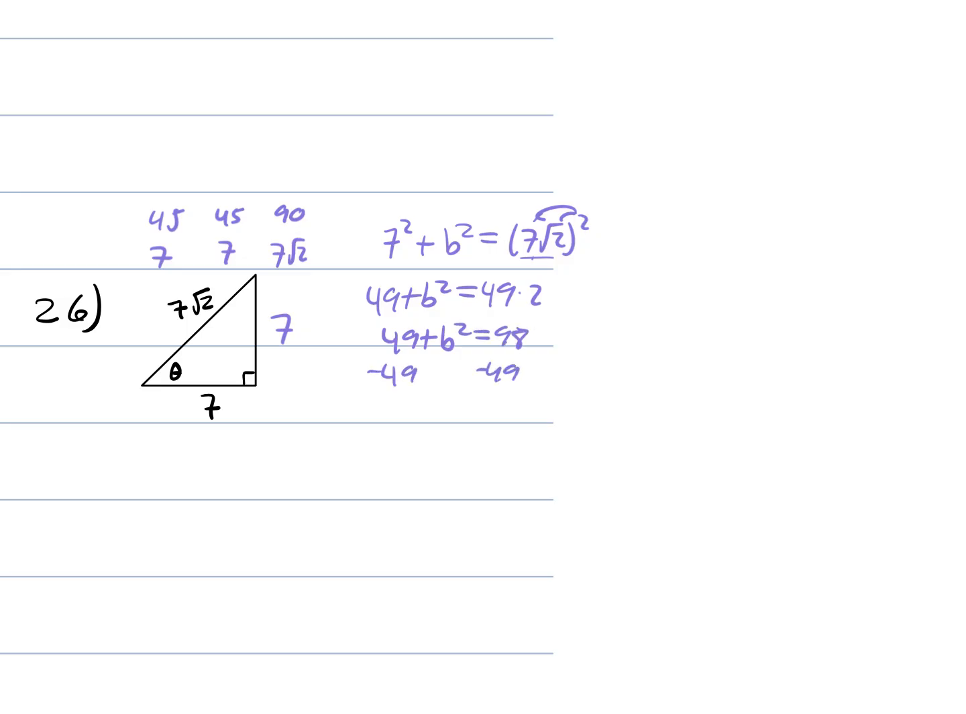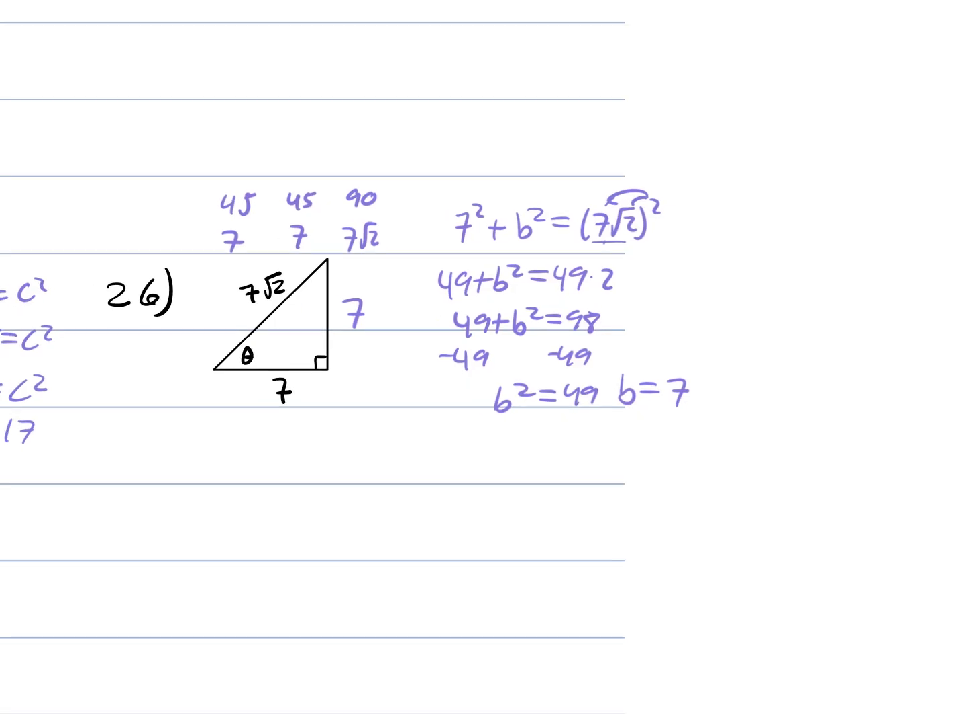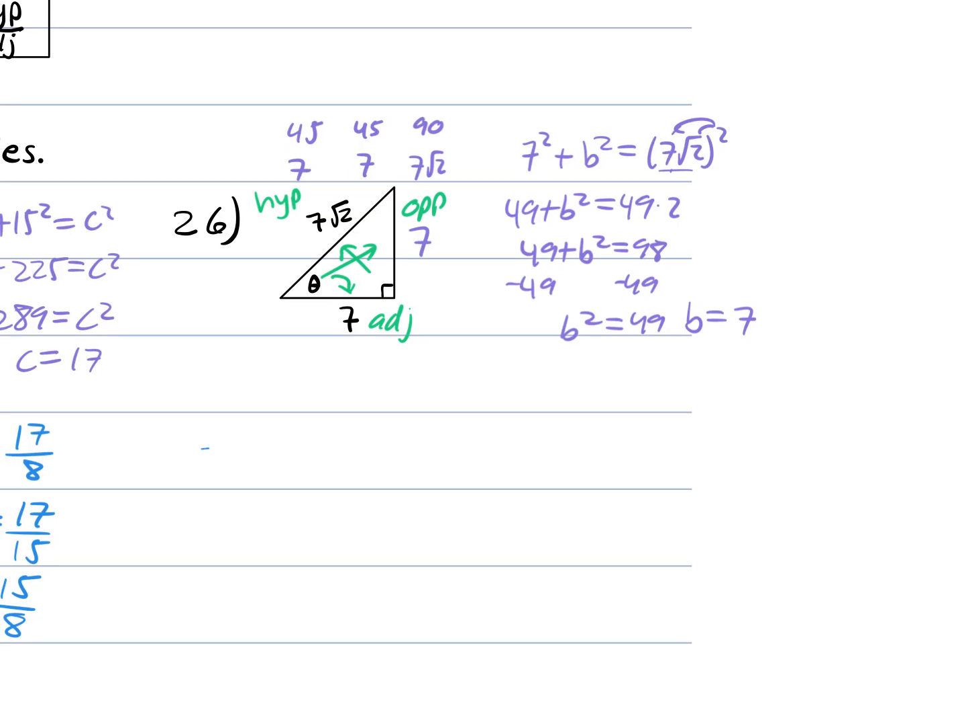Subtract 49 on both sides. And then we get b squared equals 49. So b equals 7, right? But that was a lot of work for something that we could have just used a special right triangle for. All right, so try to avoid that when you can. But in any case, we should get 7 as our missing side, and we can find opposite, adjacent, and hypotenuse. My opposite is 7. My adjacent is also 7, and my hypotenuse is 7 square root of 2. All right, so I want to start with SOHCAHTOA. All right, so find sine, cosine, and tangent.